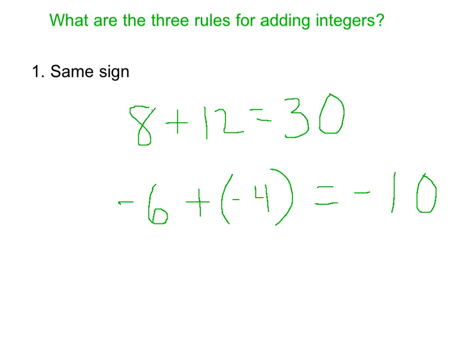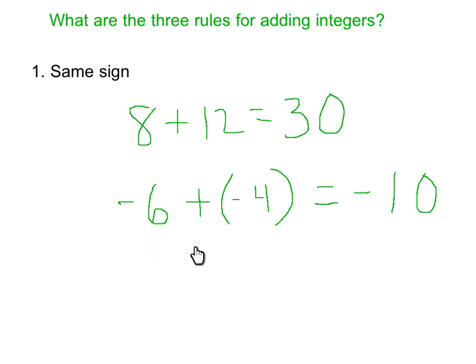The first rule is the same sign rule. You'll notice in the example that I have right here that I have 8 plus 12. We can see that those are both positive integers, and that means that my answer is going to be positive as well. So, same symbols means the same symbol in our answer as well. 8 plus 12 is 20.